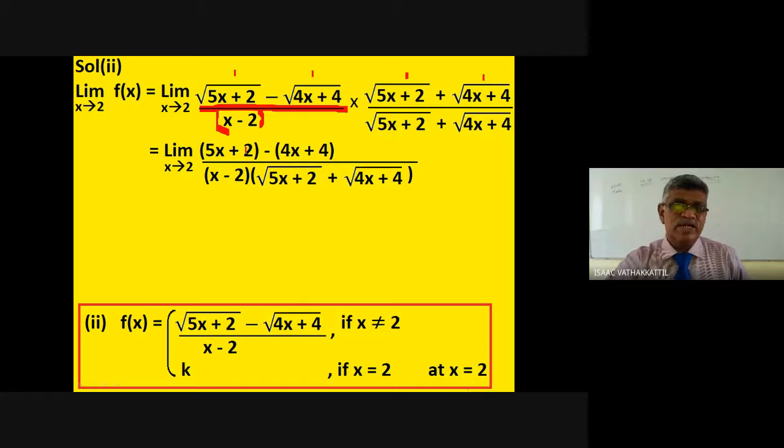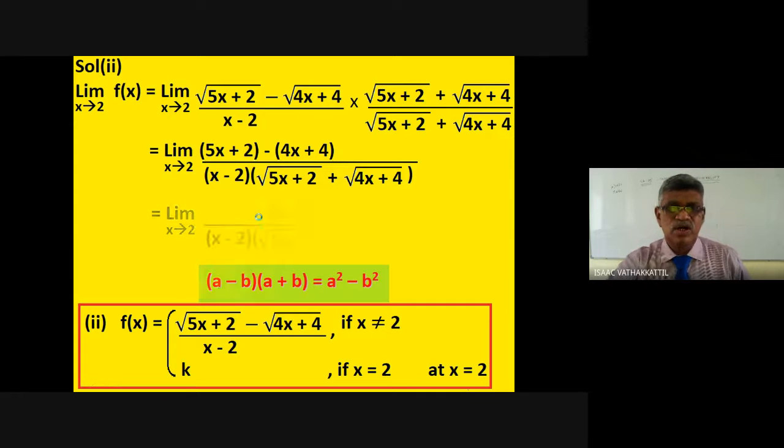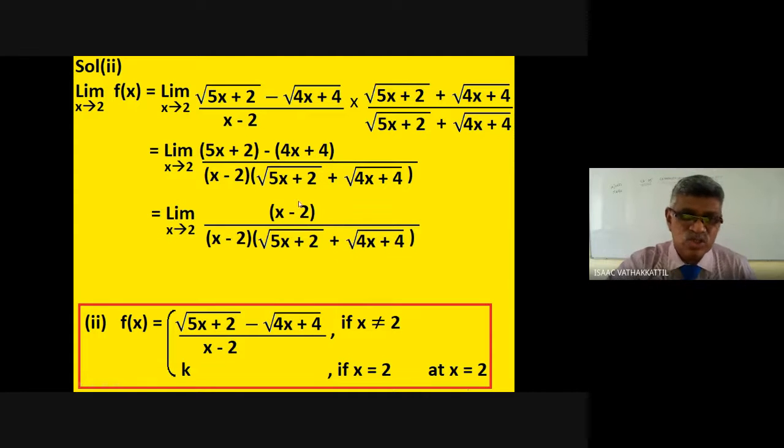Now simplifying the numerator, 5x minus 4x is x, and 2 minus 4 is minus 2, so the numerator is x minus 2. And the denominator is again x minus 2 into the whole term. X minus 2 cancels, as x is not equal to 2, x is only approaching 2.